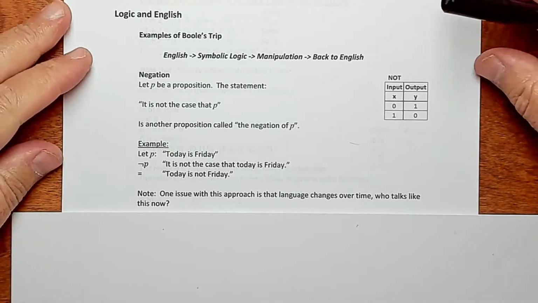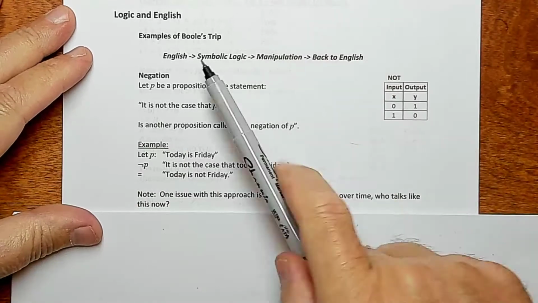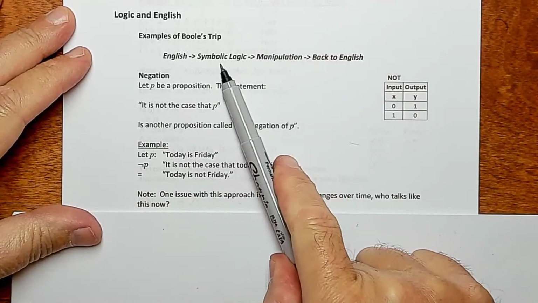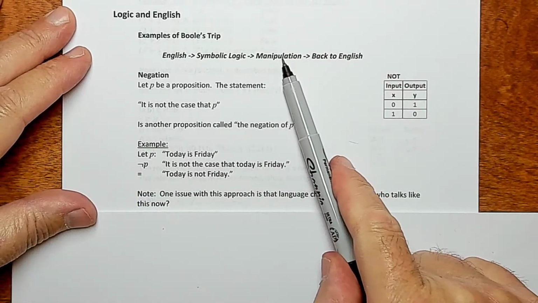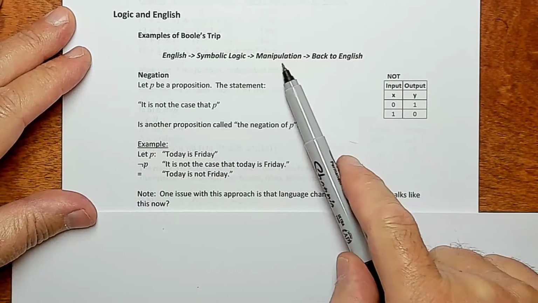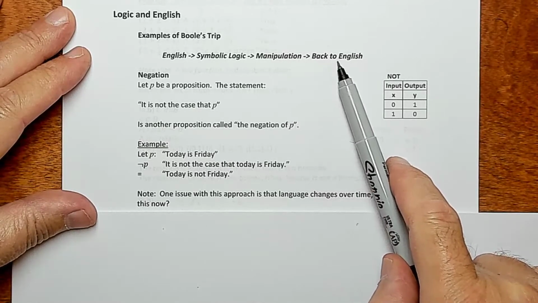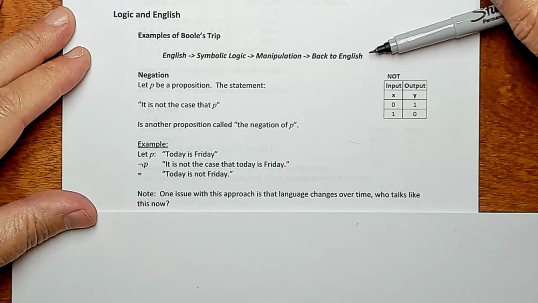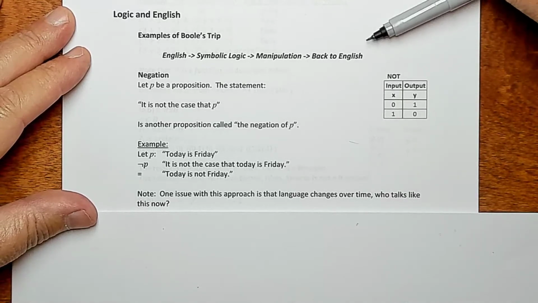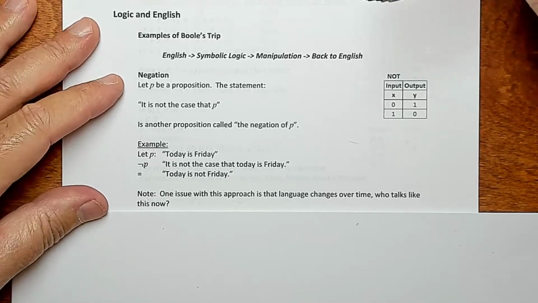So let's go back to what Boole was trying to accomplish, or what I like to call Boole's trip. He wanted to take spoken English, turn that into symbolic logic, do manipulation on it, that is, be able to do Boolean algebra on it, analyze the structure of the logic, and then in the end, maybe turn that back into English and derive a little more kind of truth about the world out of that. All right, so let's look at an example of this.